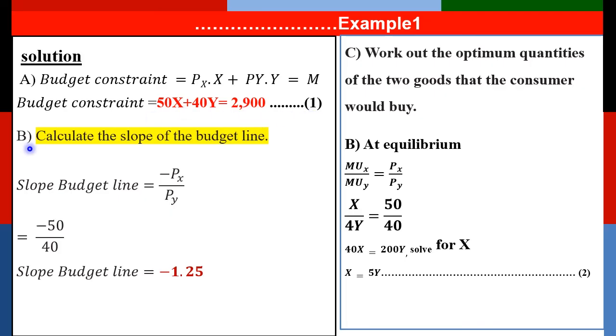The second question is calculate the slope of the budget line. As I told you, the slope of the budget line is simply the ratio of the two prices: negative price of X over price of Y. So we have the price of X, which is 50, and the price of Y is 40, here over 40. When you simplify this number, you get negative 1.25. This is the slope of the budget line.